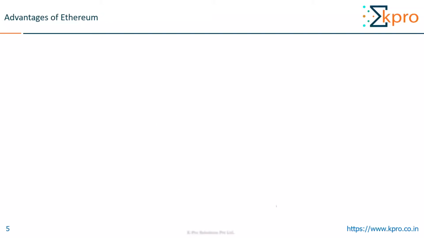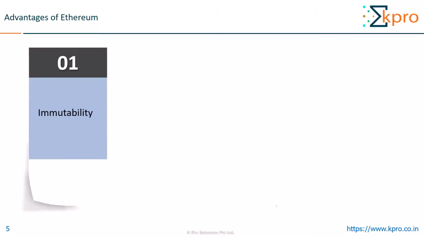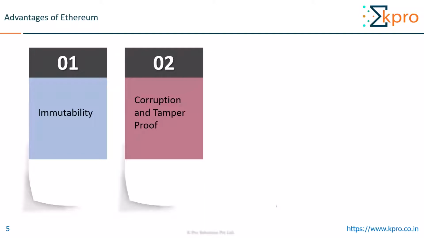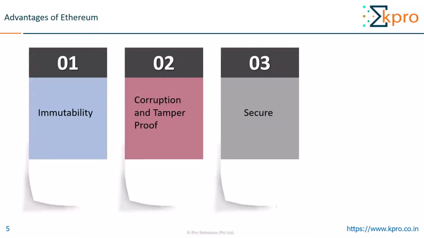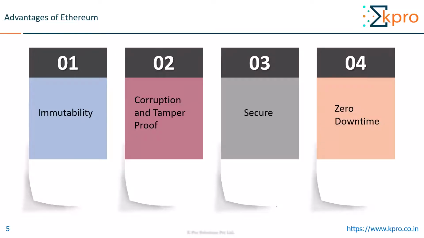Next, let us see a few advantages of using the Ethereum blockchain. So the first advantage is immutability. This means that once any data is inserted in the blockchain, you cannot change or delete it. The next one is corruption and tamper-proof. So because of the consensus mechanism, it is impossible to tamper with the data. The third one is secure. So applications are well protected, there is no single point of failure, and it is secured using cryptography. And the last advantage that I mentioned on this slide is zero downtime. So here the applications can never go down or get switched off because it is distributed all over the network. So these are a few advantages of using the Ethereum blockchain.